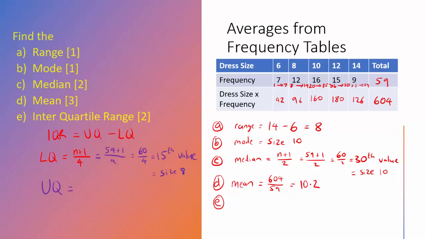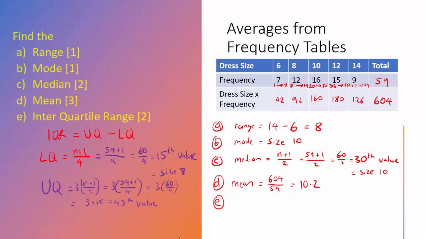So to find the upper quartile, it's a very similar formula. The upper quartile is 3/4 of the way across. So we're going to do (n + 1) divided by 4, which works out 1/4 of the way across, and times that by 3. So that would become 3 times (59 + 1) divided by 4, which is 3 times 60 over 4, which is 3 times 15. So we are looking for the 45th value.